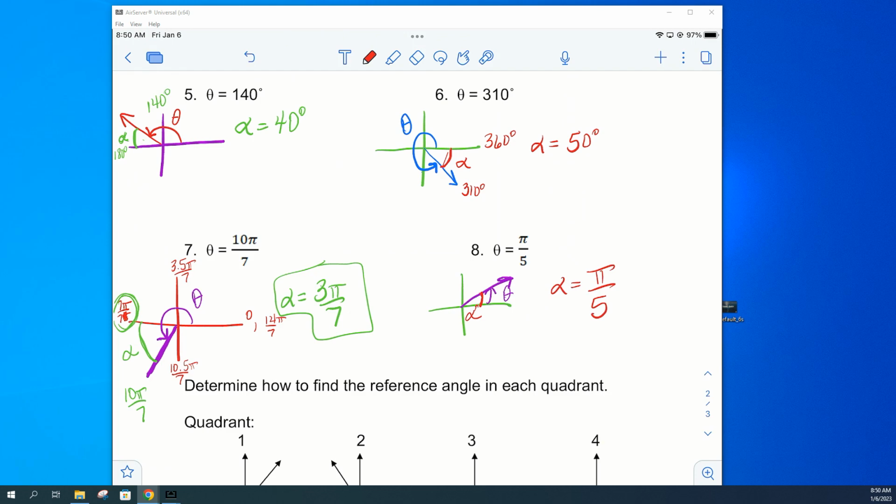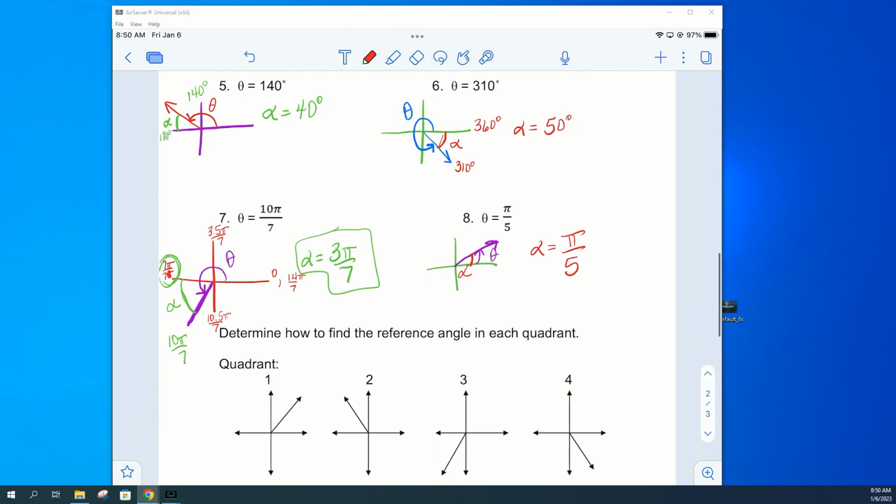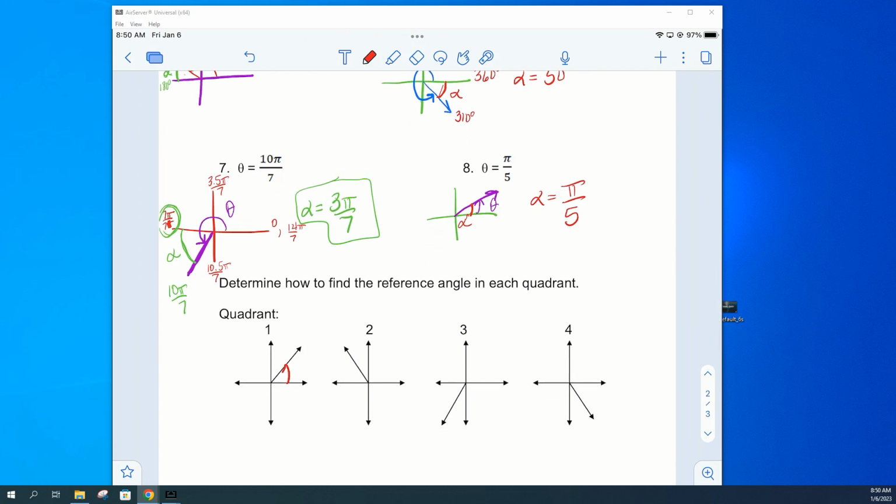So that's why I think drawing is the easiest thing. Now we'll sum it up down here and hopefully this will make sense. But again, I hope you don't just memorize formulas. I hope that you understand and it will make a lot more sense. In quadrant 1, this angle, that was like example 8. Here's your theta, and that's also alpha. So your alpha is your theta. They're the exact same in quadrant 1.